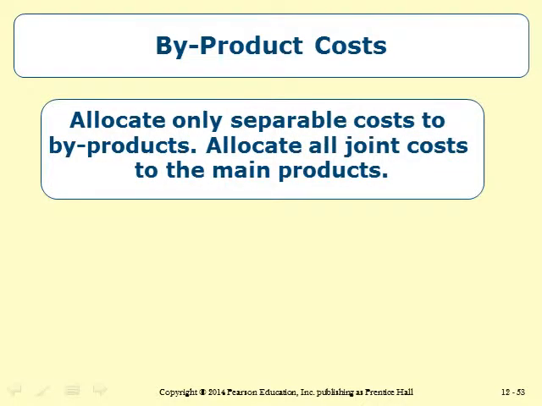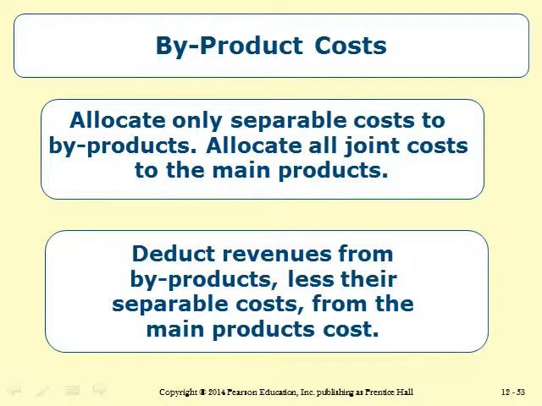And so finally, if we account for an item as a byproduct, we allocate only separable costs to it. We allocate all joint costs to the main products, and we deduct any revenues from byproducts less their separable costs from the cost of the main products. And so this completes Chapter 12.